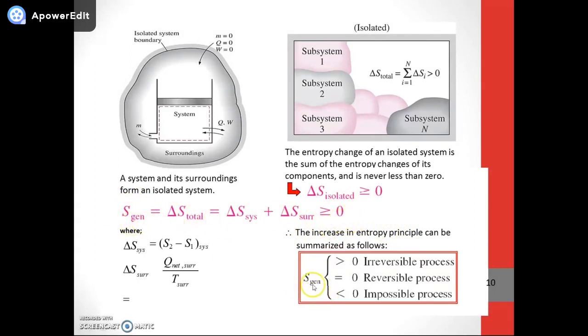When you calculate the value of entropy generated, if it's bigger than 0, it is an irreversible process. If it's equal to 0, it is a reversible process. If it's lower than 0, it is an impossible process. Why? Because S generated will always be bigger than or equal to 0. So that's the case of S generated.